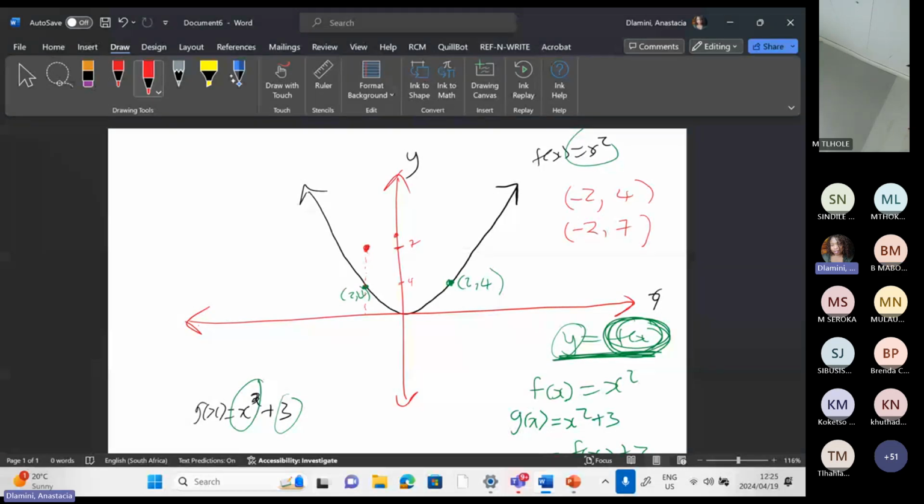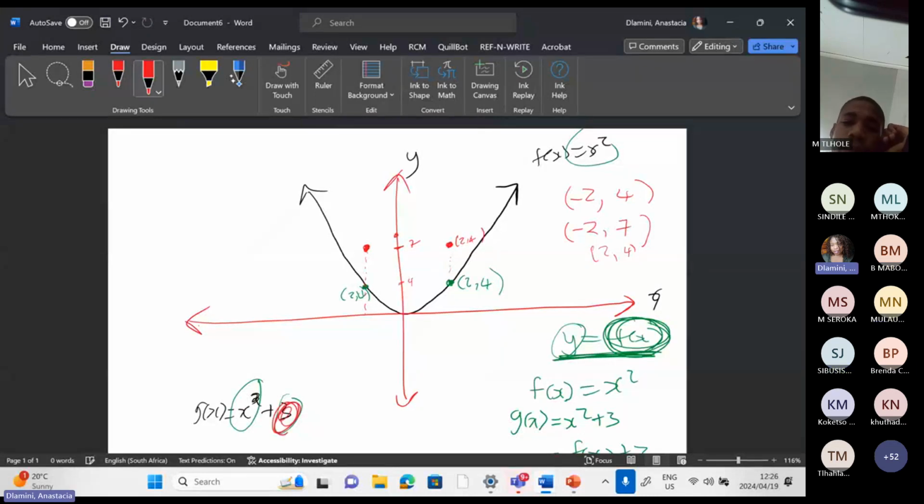Now, if the point was 2 and 4, meaning the new point here, you add 3 is what? 2 and 7. So it's here. So what you're doing is taking every point and adding 3 to its y value, so it will go up somewhere here. This point here adding 3 is going somewhere up there.